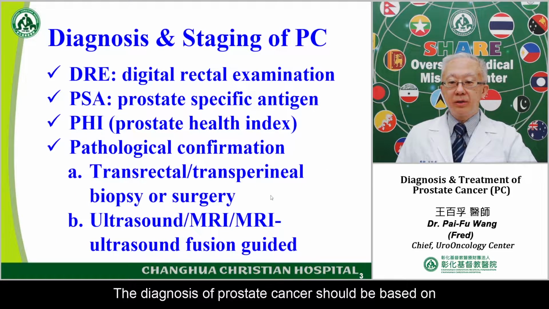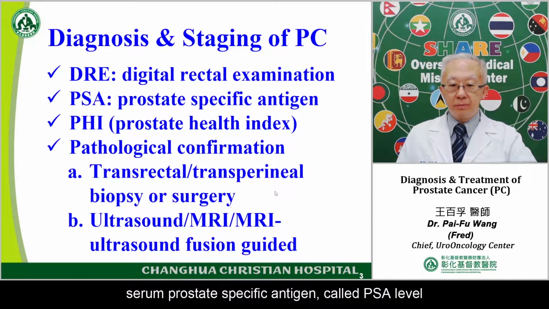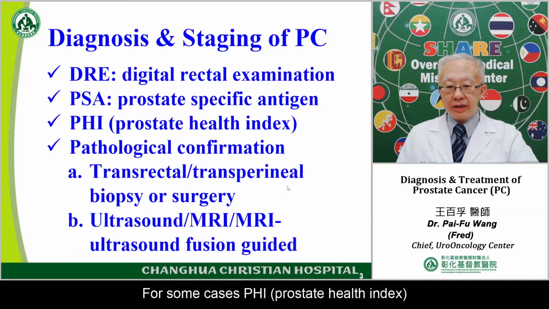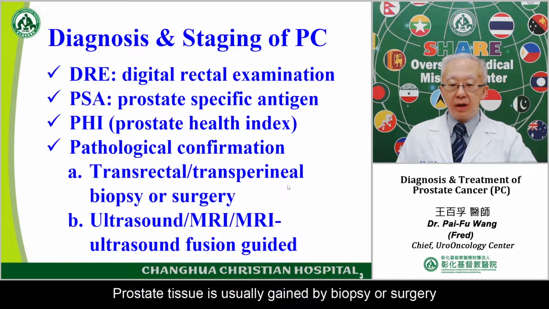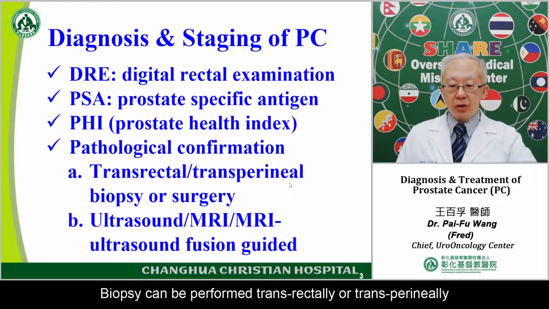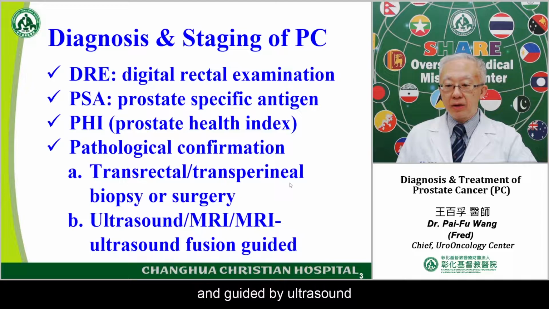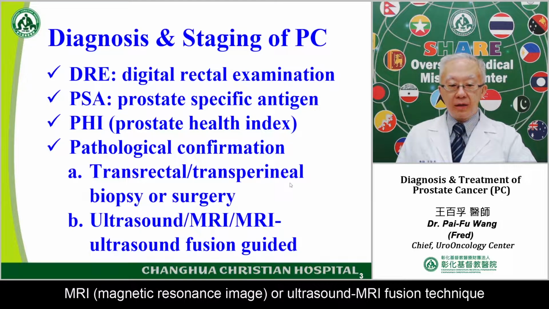The diagnosis of prostate cancer should be based on serum prostate-specific antigen, so-called PSA level. For some cases, PHI, prostate health index, digital rectal examination, and pathological confirmation. Prostate tissue is usually gained by biopsy or surgery. Biopsy can be performed transrectally or transperineally and guided by ultrasound, MRI, magnetic resonance image, or ultrasound MRI fusion technique.